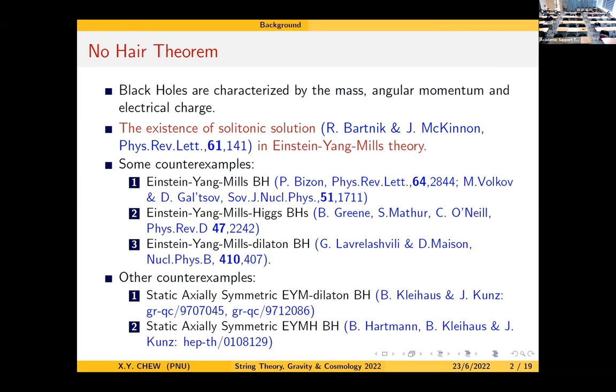And here are the examples for the non-abelian black holes, which are the Einstein-Yang-Mills black holes, Einstein-Yang-Mills-Higgs black holes, and then the Einstein-Yang-Mills dilaton black holes. And these solutions are spherically symmetric, and they have the non-trivial non-abelian hair outside the horizon.